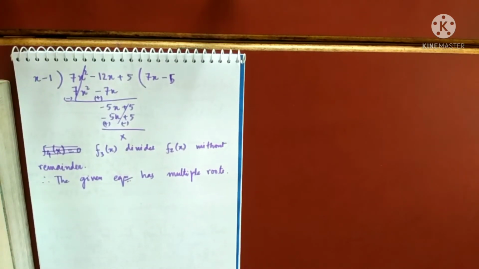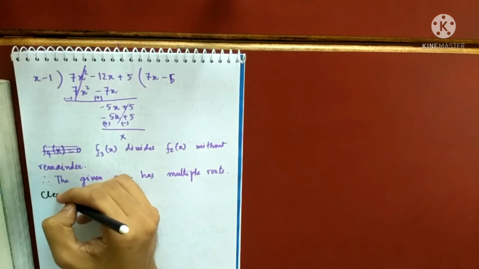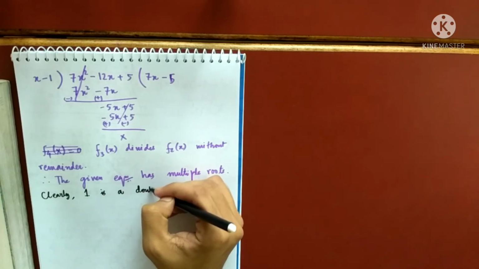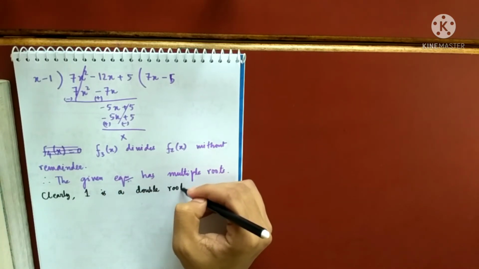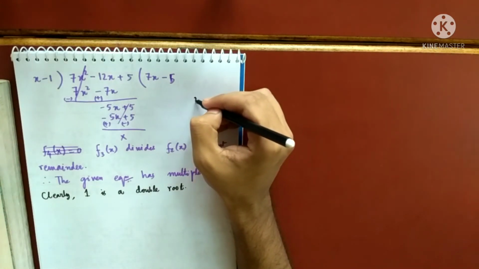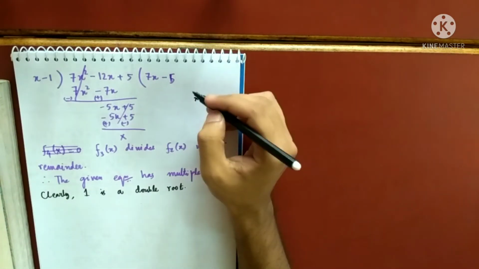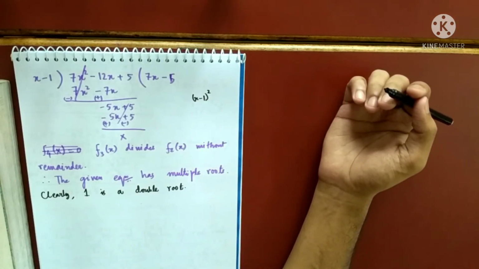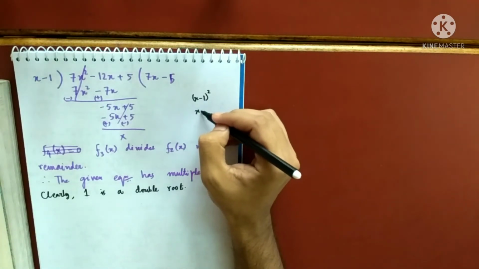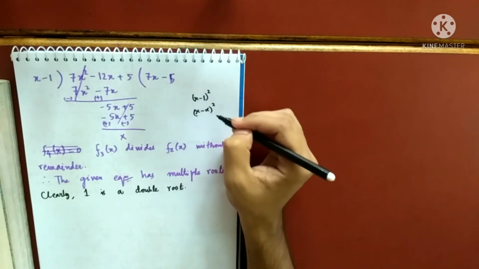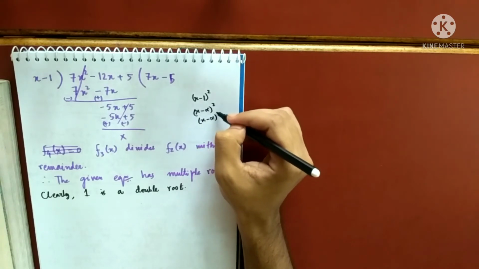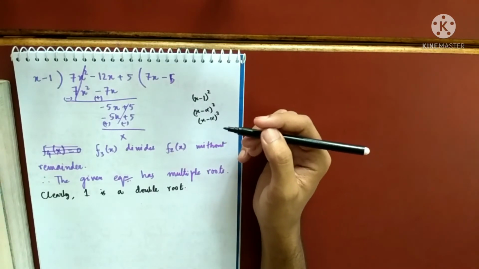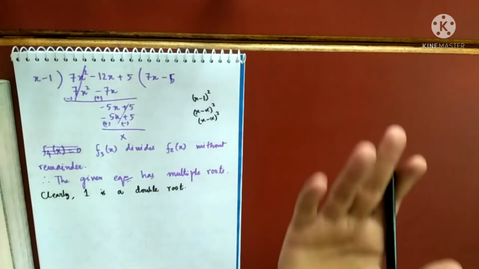Clearly, 1 is a double root. How did I understand that it is a double root and not more than that? If your remainder is x minus 1, keep that in mind, this will be a factor of fx. If your remainder is x minus alpha whole square, remember, then x minus alpha whole cube will be a factor of fx. So alpha will be a triple root. We have done this kind of questions also, and this is the theory of multiple roots.